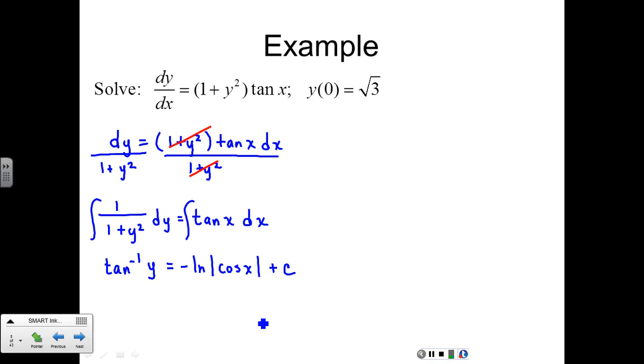Let's go ahead and find C. Y of 0 equals radical 3. So this is tangent inverse of radical 3 equals negative natural log of cosine of 0. Okay, using your calculator, what is tangent inverse of square root of 3?